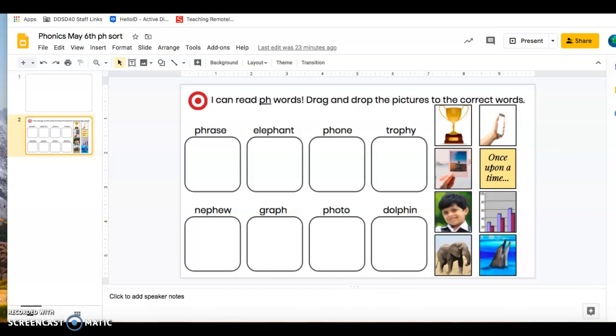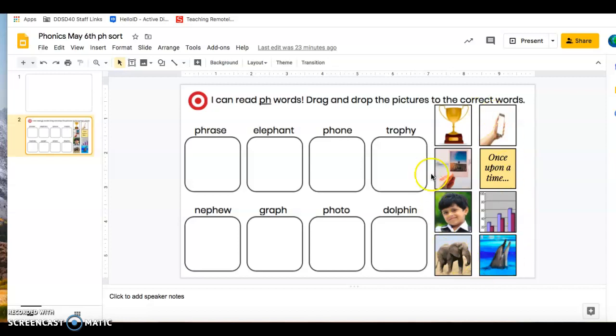For phonics today, we are working on I can read PH words. Remember, PH is a digraph and it makes the sound f. So let's take a look at your activity. You are supposed to drag and drop the pictures to the correct words. So your job is to read these 8 words and then drag and drop the matching picture.